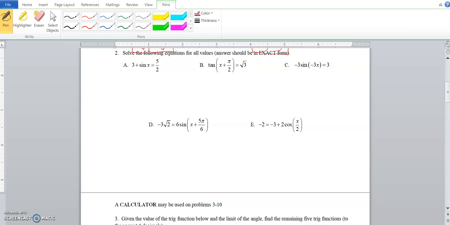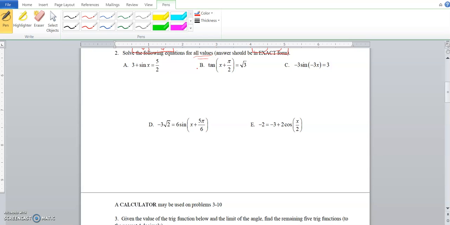On to part 3, and we're on question 2, but like question 1, there's multiple sub-questions. So as we begin, the first thing we have to take into account is we are solving for all values, right? So that means that all these answers need to have that plus 2 pi n, or in the case of tangent, it's plus pi n.